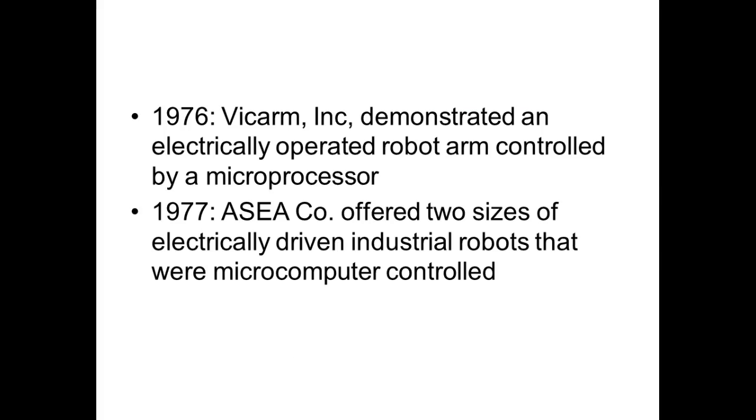1976, Viacom demonstrated the electrically operated robot arm controlled by a microprocessor. 1977, ASEA Corporation offered two sizes of electrically driven industrial robots that were microcomputer controlled. So we'll look at what makes up a microcomputer and what makes up a microprocessor. Every one of these robots has a unit on it we call a controller. That's the technical term for it. It is a microcomputer, so it's got everything in there.